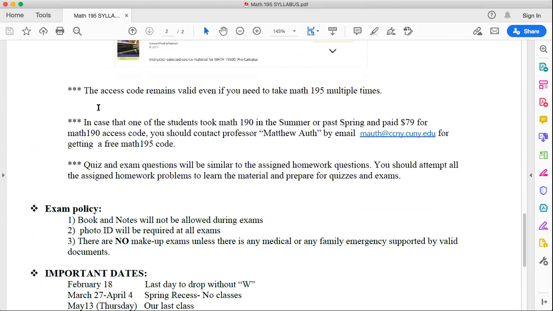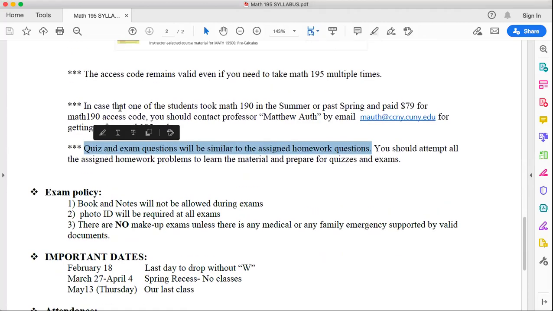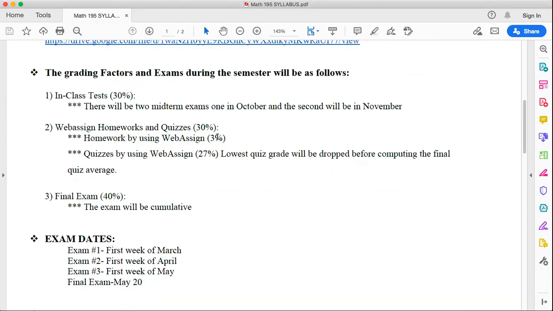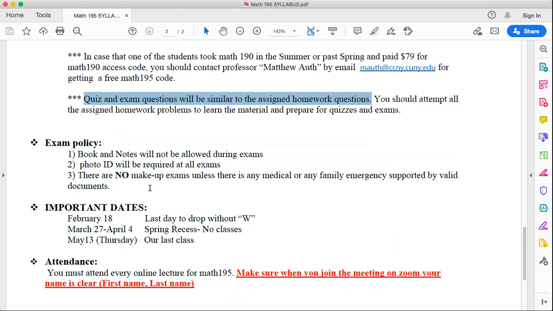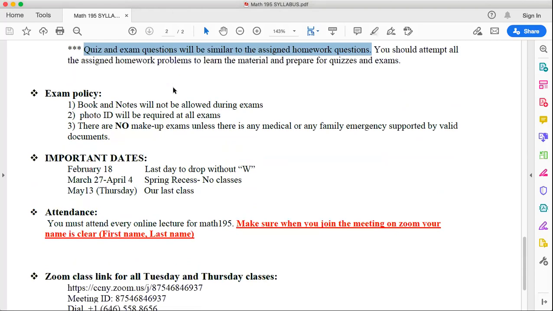So again, the quizzes and exam questions will be similar to the assignment homework questions. This is good for you. Look here, the homework has 3%, right? But this 3% is very important. If you do all the homework, the quizzes and the tests will be easy for you, because it is exactly the same idea as the homework. So you should do the homework, okay?